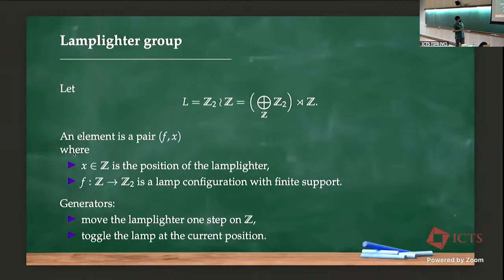Okay, so let's look at another example. This is known as the lamplighter. I'm taking the simplest example. There is a base group, let's take Z. In Z, on each lattice point, you can think that there is a lamp which can be either on or off. I'll be assuming that at any given stage of time, at most finitely many lamps can be on. There is a lamplighter who moves between these sites and switches the lamps on and off, changing the state of the lamps.